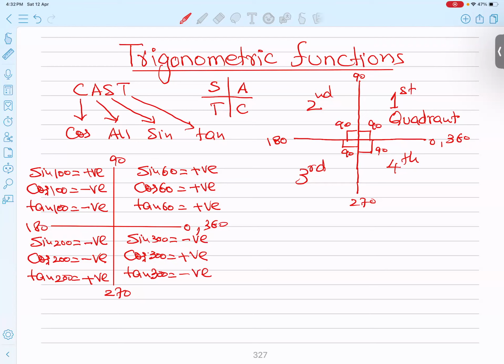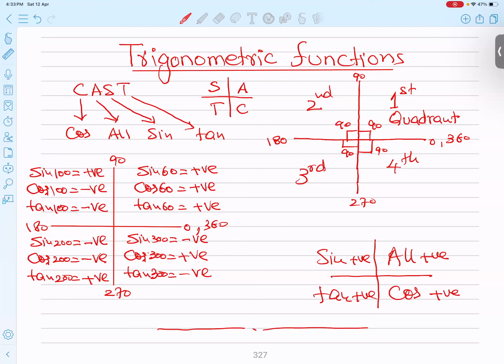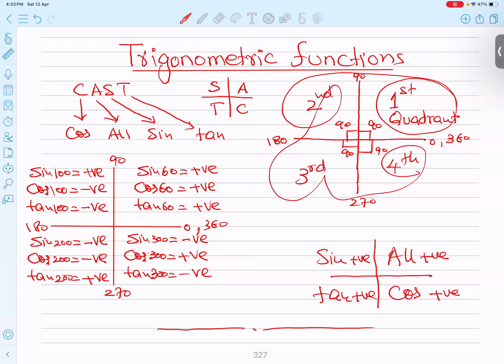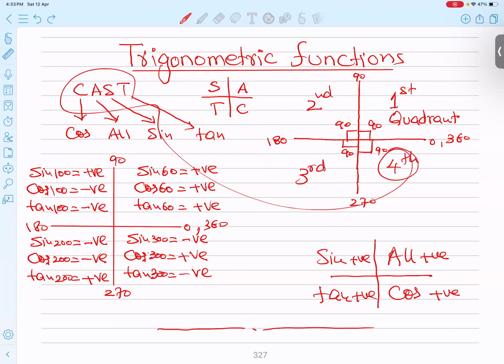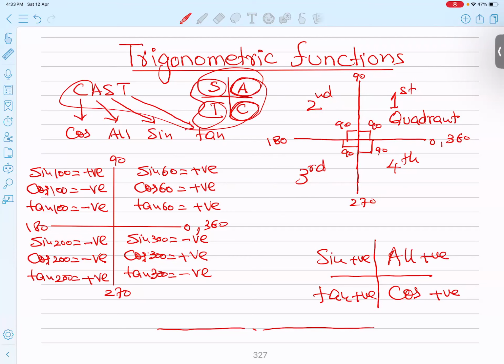Alhamdulillah Rabbil Alameen, I believe you got this concept very clear. Again: C for cos positive, A for all positive, S for sine positive, T for tan positive. And what about the others? Negative. I believe all of you understood very well what I explained. Now, we talk about the first, second, third, and fourth quadrants, and the CAST properties start from the fourth quadrant. So C in the fourth quadrant, cos positive, all positive, sine positive, and tan positive.